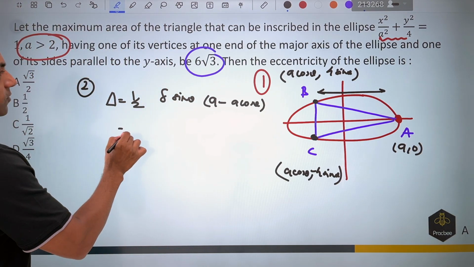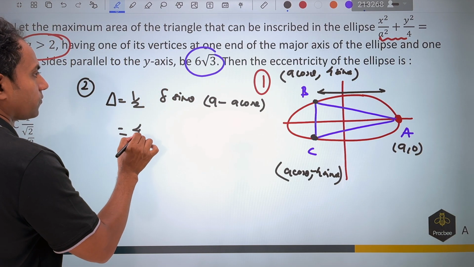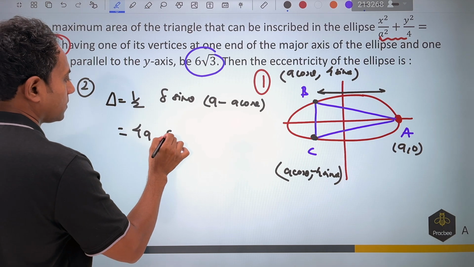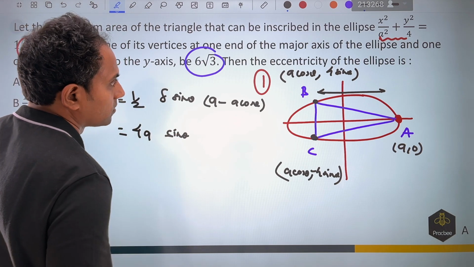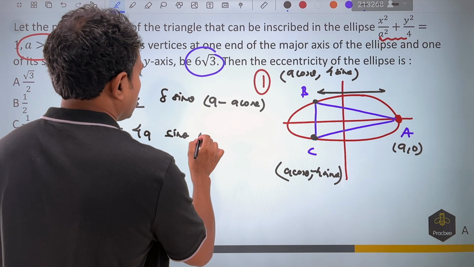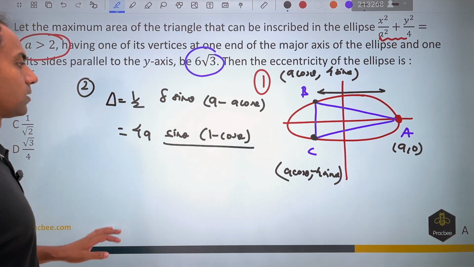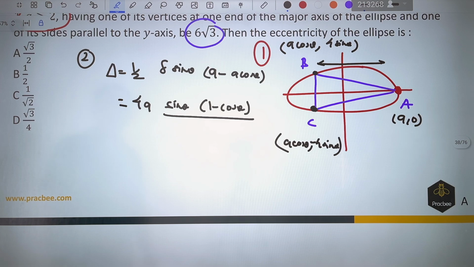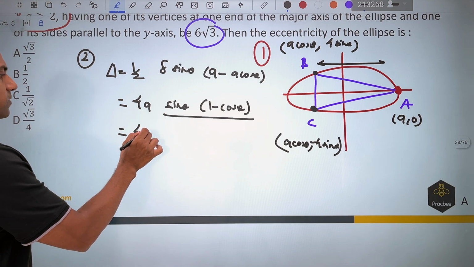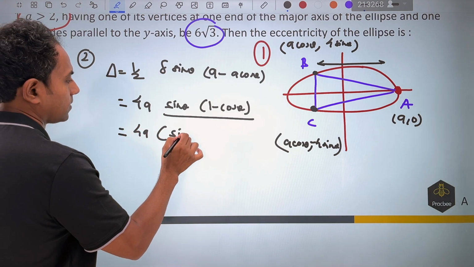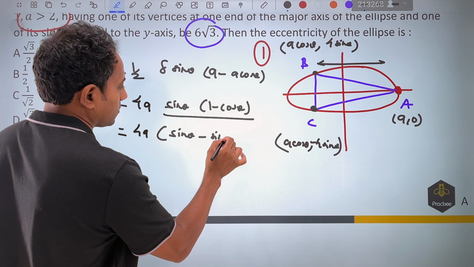So your answer from here comes out to be nothing but 4a sin theta into 1 minus cos theta. This is what is given to us. Now let us simplify this. So this becomes 4a (sin theta minus sin theta cos theta).